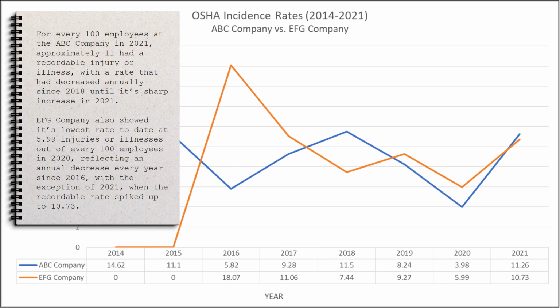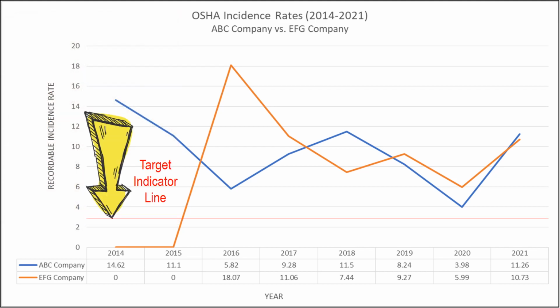For every 100 employees at ABC in 2021, approximately 11 had a recordable injury or illness, with a rate that had decreased annually since 2018 until its sharp increase in 2021. EFG also showed its lowest rate to date at 5.99 injuries or illnesses out of every 100 employees in 2020, reflecting an annual decrease every year since 2016, with the exception of 2021, when the recordable rate spiked up to 10.73. Be sure to also set targets each year and then measure your data against them.